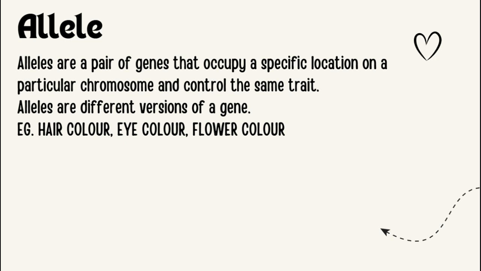Now, alleles are basically a form of a gene, right? So there is a pair of genes that occupy a specific location on a particular chromosome and they control the same trait. Examples would be hair color, eye color, flower color. So they're just different versions of a gene, right? So that is what alleles are.